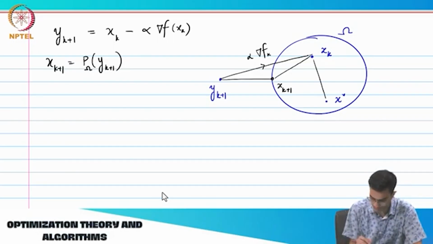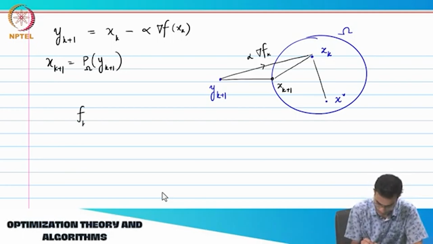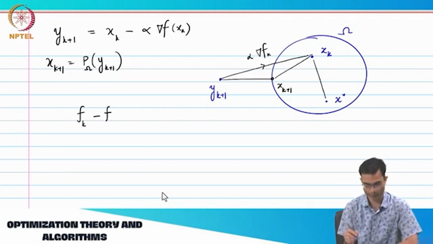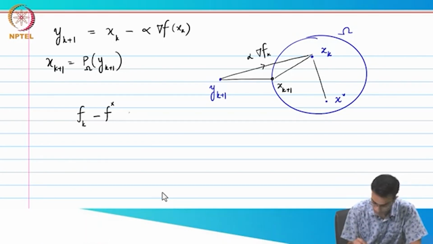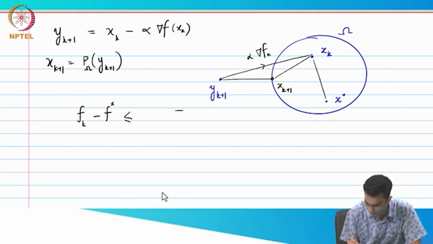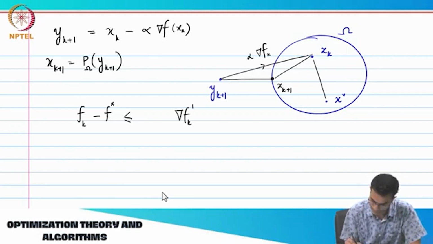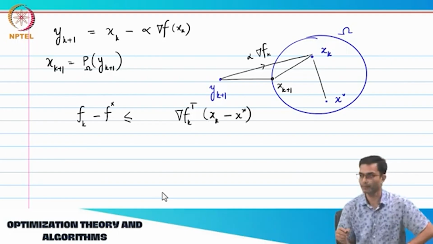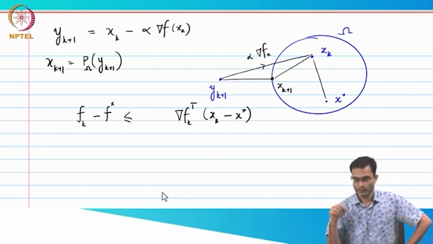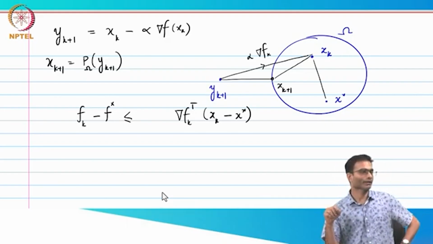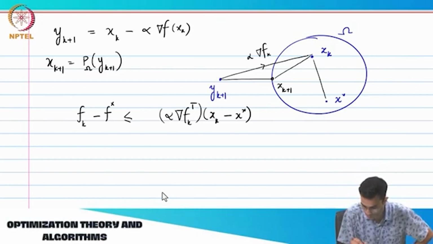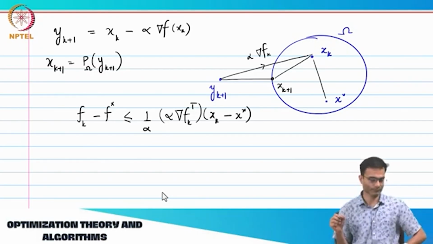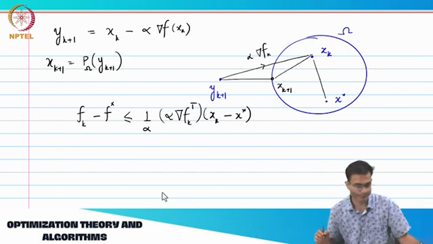In shorthand notation, I'm just going to write the previous inequality with f k for f of xk and f star for f of x star. This is grad f k transpose times xk minus x star. Right, this is what I had. I'm going to multiply and divide by alpha so that all the quantities appearing on the graph also appear over here. Everyone with me so far?